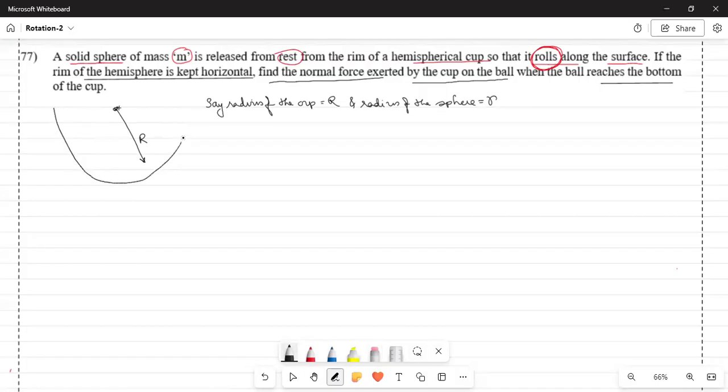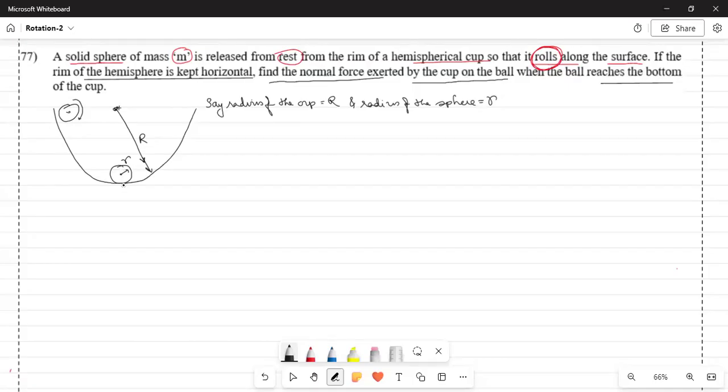This is the cup, its radius is R, and this ball is smaller, say its radius is small r. The ball was here, and from here it started rolling down. It is clearly said it rolled down. There is no translational motion, so we don't have to look after its translational motion. So when the ball comes down to the bottom of the cup, how much potential energy has it lost?